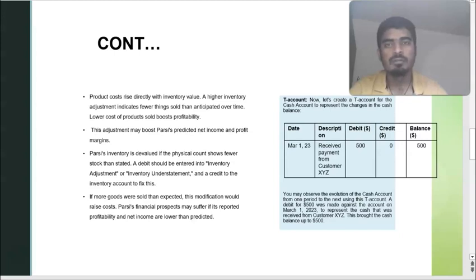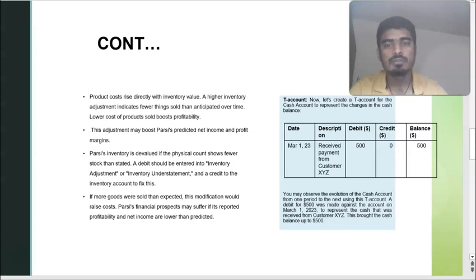A higher value inventory adjustment indicates fewer items sold than anticipated over time. Lower cost of products sold boosts profitability. This adjustment may boost Parsi's predicted net income and profit margins.